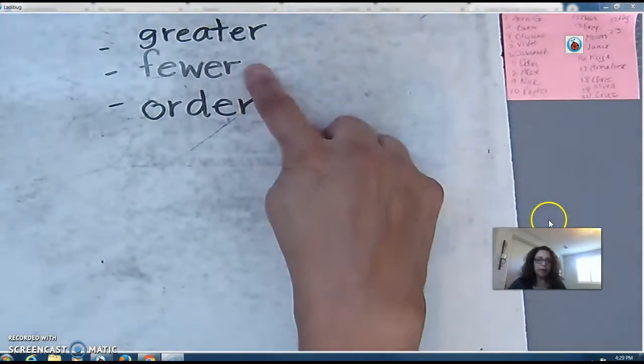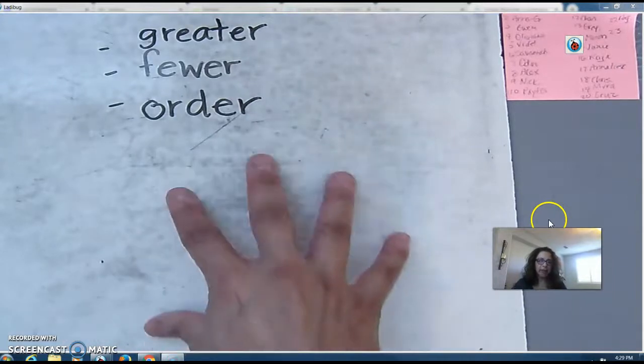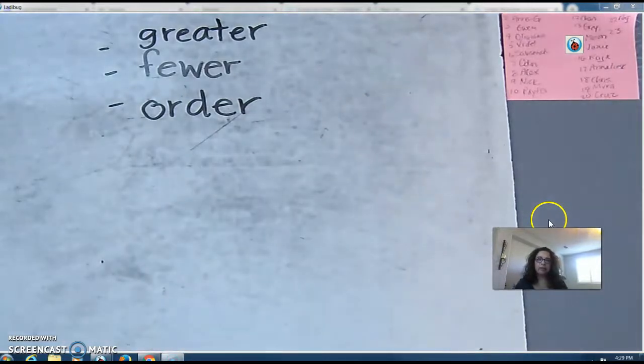Now, the word fewer means less. So if I had 5, and I'm telling you to think of a number that's fewer, you know that it's going to be less than 5, so it could be 0 or 3 or 4, right?